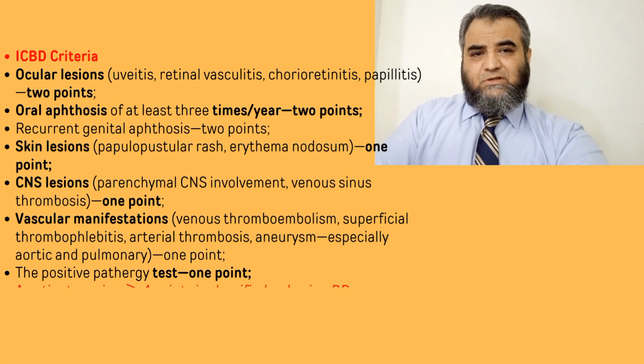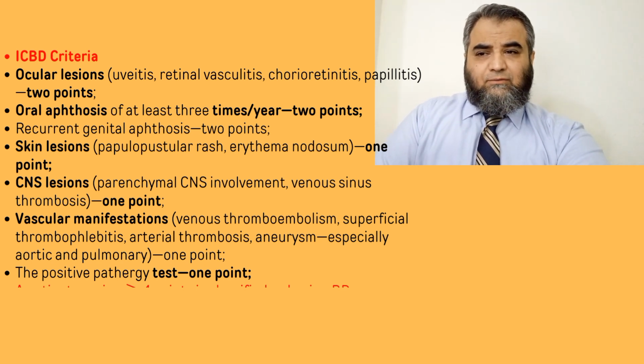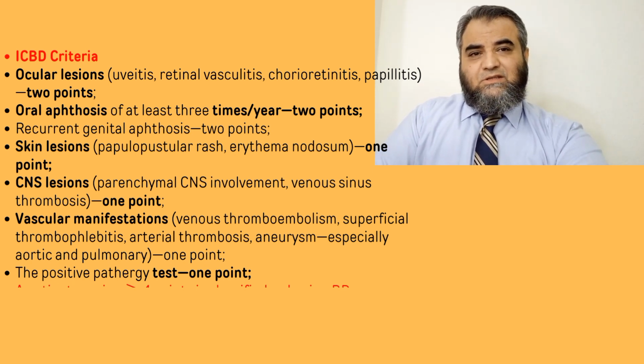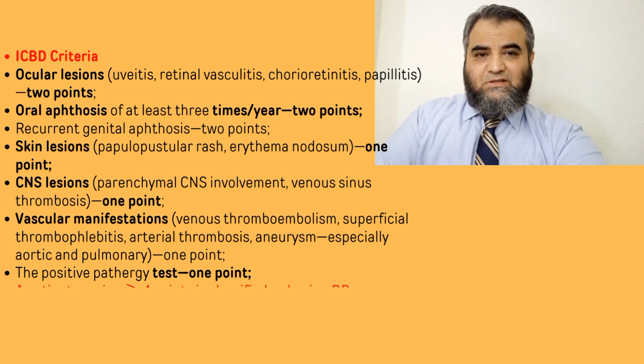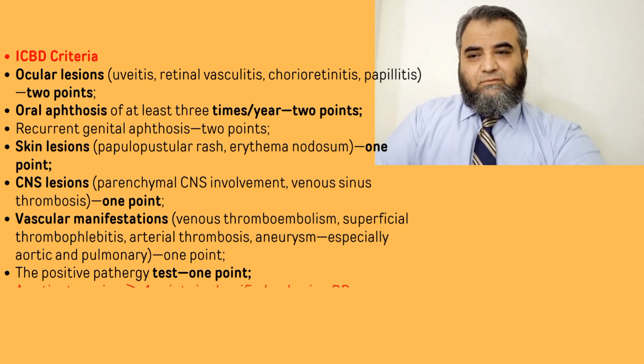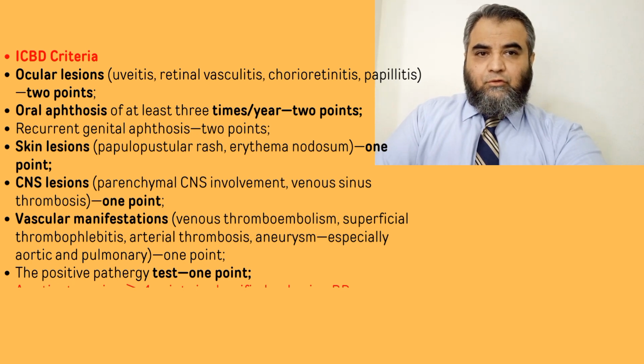Apart from the grading system and classification I mentioned before, there are also the ICBD criteria. According to this criteria, there is point scoring. For example, ocular lesions are given 2 points, such as retinal vasculitis, chorioretinitis, papillitis. Oral aphthous ulcers three times in 1 year are given 2 points. Skin lesions, 1 point. CNS, yes, this disease also involves the central nervous system; wherever there are blood vessels, this disease can cause damage. If the CNS is involved, for example parenchymal involvement or venous sinus thrombosis, 1 point. For vascular manifestations, such as venous thromboembolism and superficial thrombophlebitis, they have given 1. A positive pathergy test, 1 point. If the total score is greater than or equal to 4, according to ICBD, he has Behcet's disease.